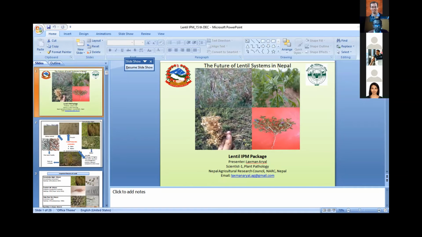But stemphylium blight is a very unpredictable disease. It is totally dependent on the weather condition, so we have to scout the field from the early stage of the crop. This is the picture I have shown here. This shows early stemphylium blight, where the symptom appears as a brown lesion. For diagnosis we work in the lab, we see the conidia, and this is how stemphylium blight progresses in field conditions.